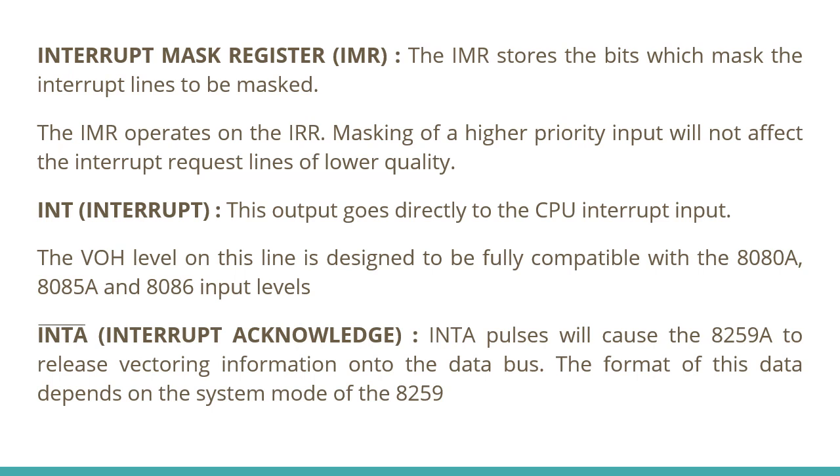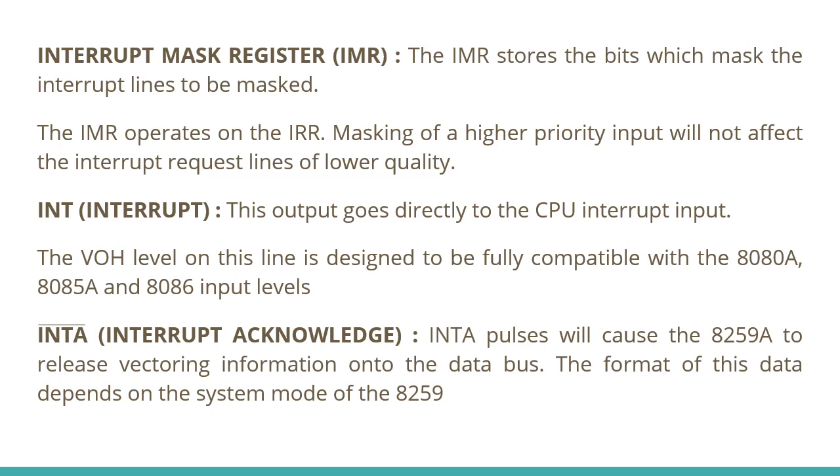Next, we have INT or the interrupt pin. This pin goes high whenever a valid interrupt request is asserted. This is used to interrupt the CPU and is connected to the interrupt input of the CPU. The voltage high level on this line is designed to be fully compatible with that of the 8080A, 8085A and 8086 input levels.